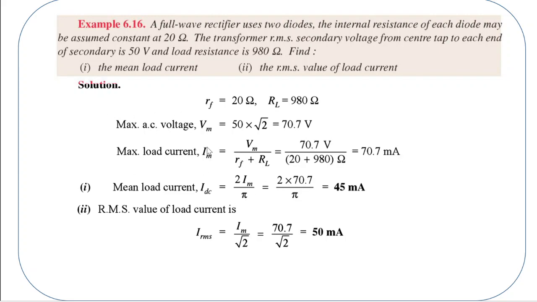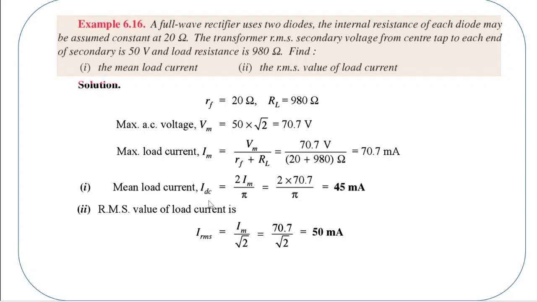So once you calculate the maximum load current, now you can calculate the mean load current, IDC. IDC is 2Im divided by pi. You know this expression. So once again you substitute for Im, you get 2 into 70.7 divided by pi, which is 45 milliampere. This is the mean load current, IDC. And what is the RMS value of the load current for a full wave rectifier? IRMS equal to Im divided by root 2, which is 70.7 divided by root 2, that is 50 milliampere.